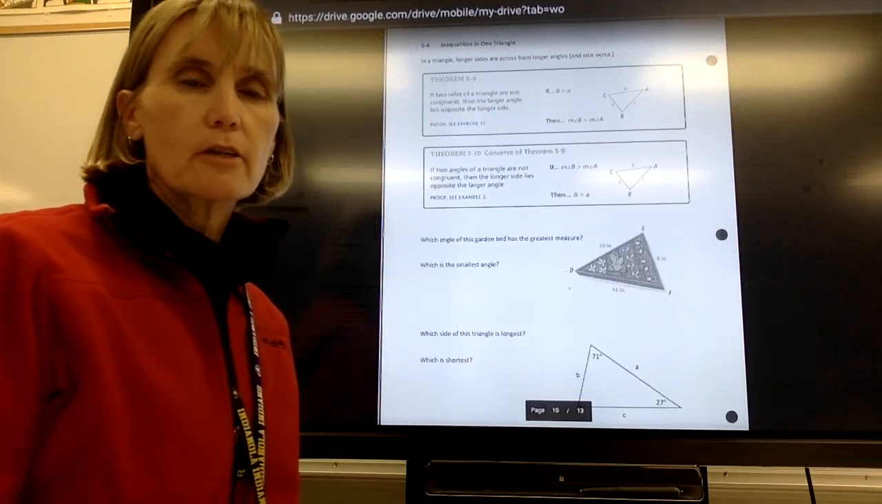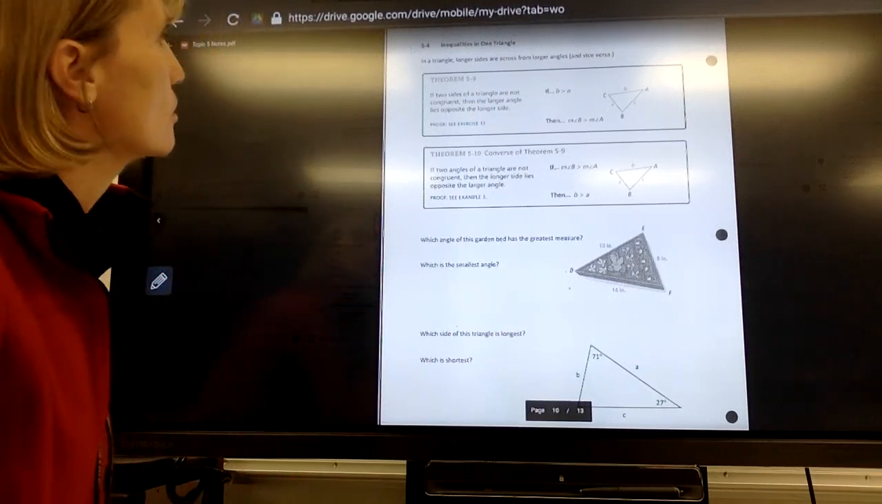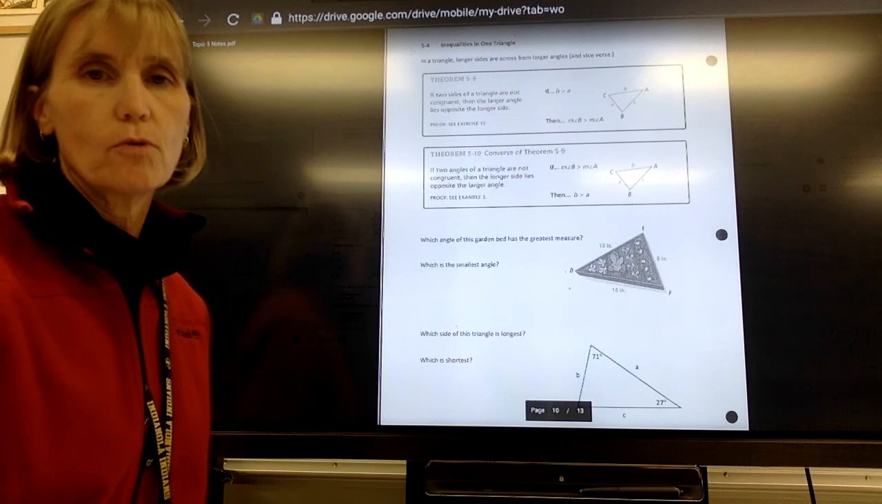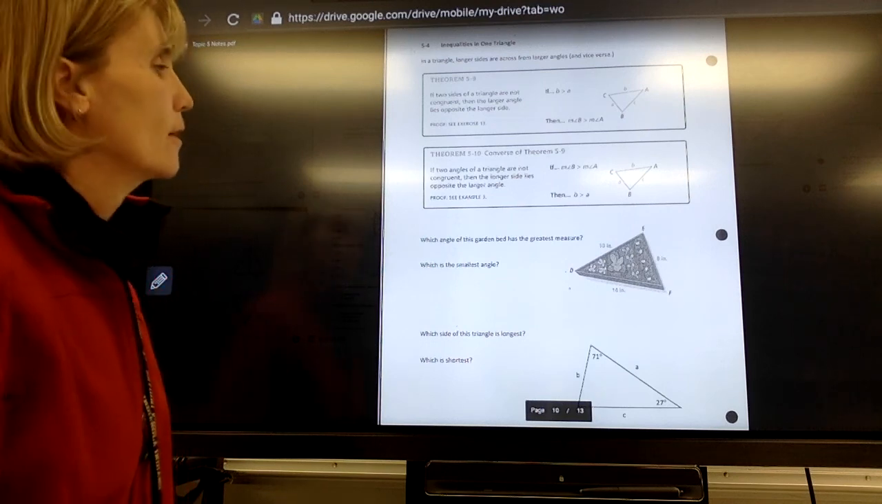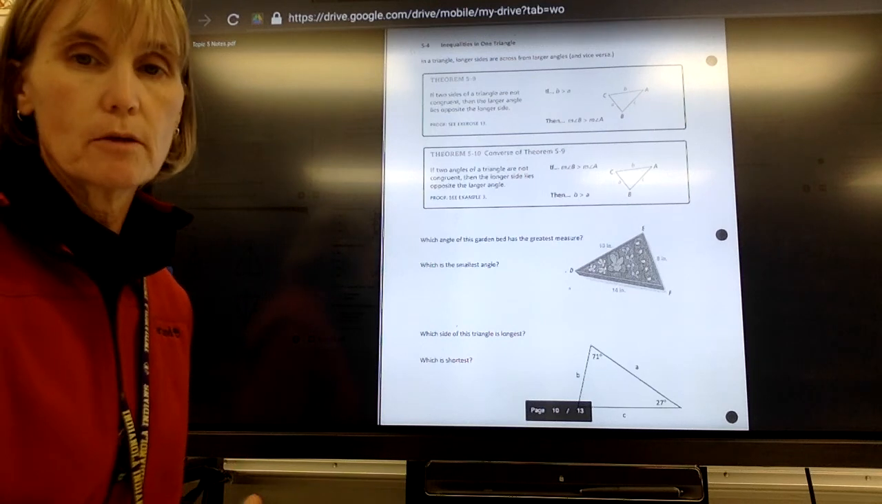All right, here's the next section for your geometry. This is chapter 5, section 4, 5-4, inequalities in one triangle. Okay, this is a very, very simple concept.